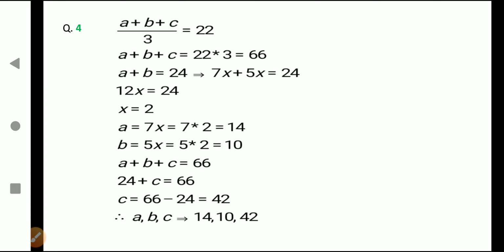In the question, the sum of the first two numbers is 24. So a plus b is equal to 24, which means 7x plus 5x is equal to 24, because they are in the ratio 7:5. Then 12x is equal to 24, x is equal to 2. Then a is equal to 7x, which means 14, and b is equal to 5x, which means 10. Then a plus b plus c is equal to 66. We know the first two numbers a plus b is equal to 24, then c is equal to 42. So the final three numbers are 14, 10, 42.